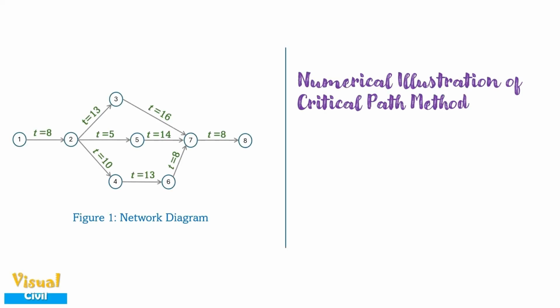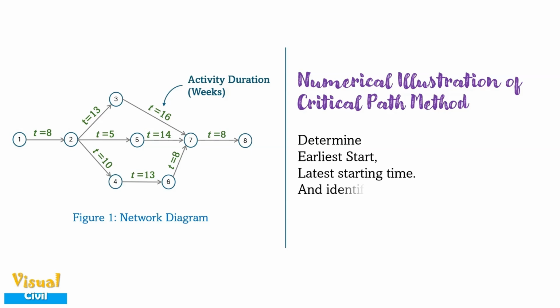Consider a network diagram as shown in figure 1. The duration of activities in weeks are shown above the activity arrow in the diagram. Let us determine the early starting time, latest starting time in respect of all the node points and identify critical path.